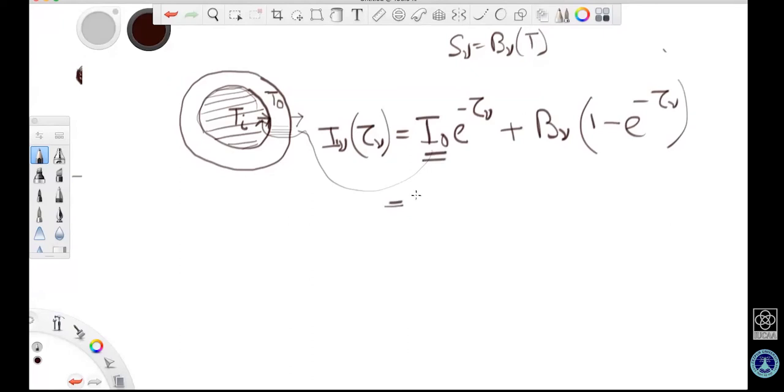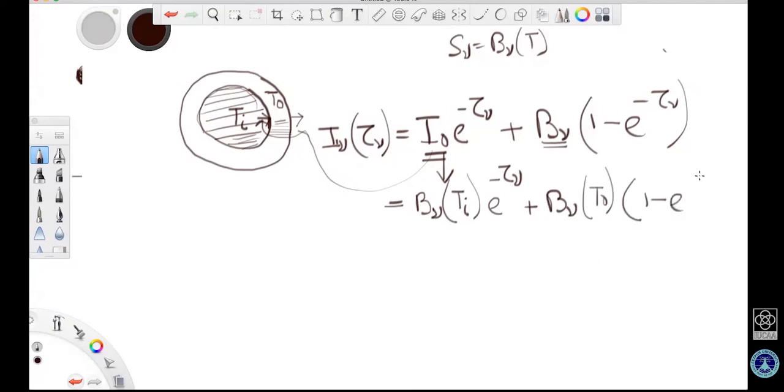So this must then be just the blackbody radiation of the inner temperature object. This is nothing but the blackbody radiation at the inner temperature, and this basically stays the same. And this is now the blackbody radiation of the outer layer. So I'm going to be slightly more specific here. Okay, now let's see what is happening.